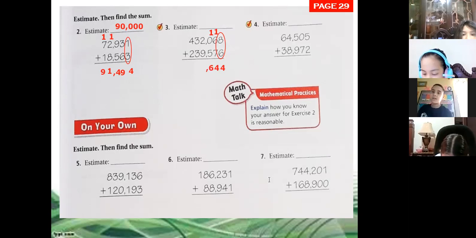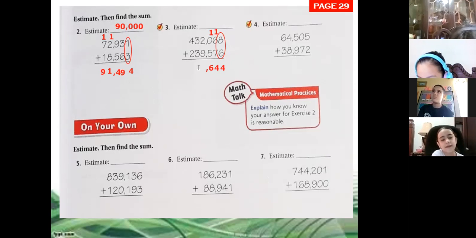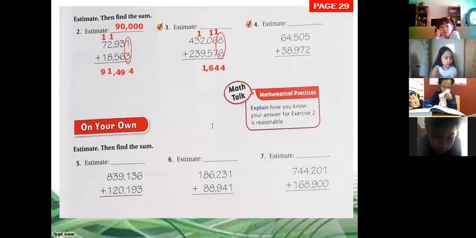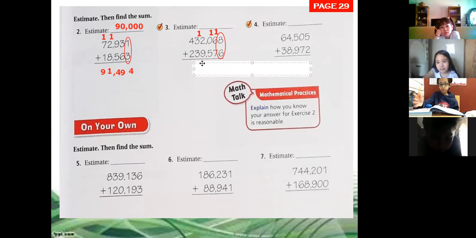2 plus 9, Gabriela. 2 plus 9 is equal to 11. 11. Excellent, Gabriela. We write 1 and regroup the other one. Now, the next one, we are going to add Anna. 3 plus 3 plus 7. Plus 1, Anna.